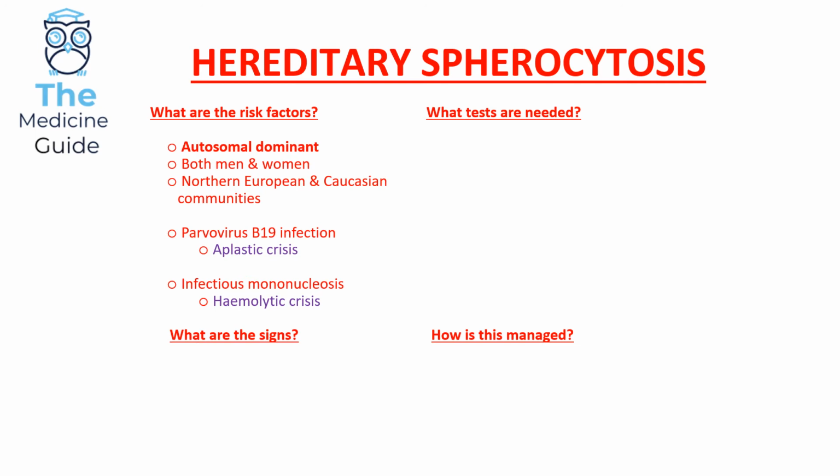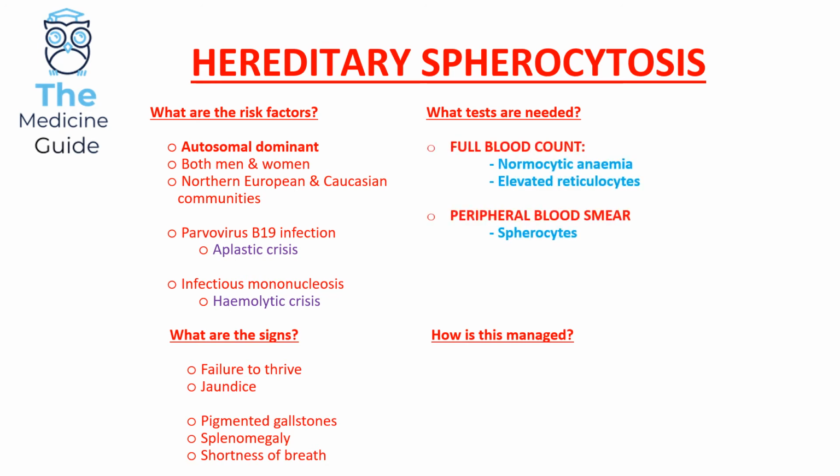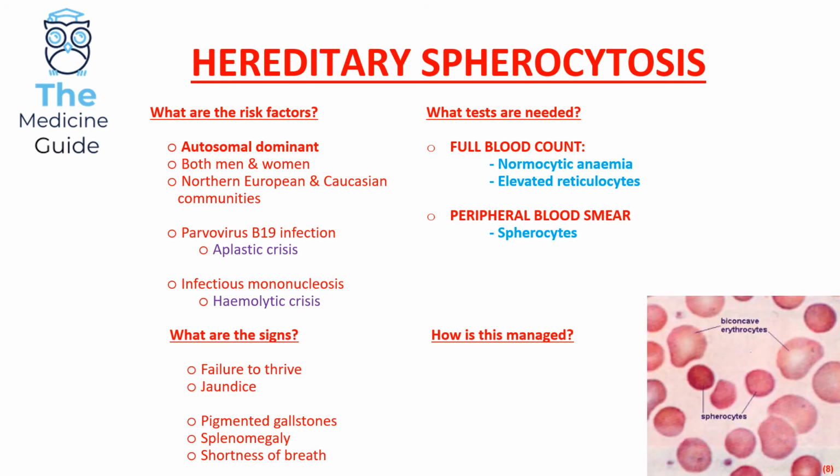So in terms of signs and symptoms, patients can experience a failure to thrive, jaundice, pigmented gallstones, splenomegaly, and shortness of breath. In terms of tests, we would need to perform a full blood count to show the presence of normocytic anemia, and because hereditary spherocytosis is an example of a hemolytic anemia, there will be raised reticulocytes. And the peripheral blood smear will show the presence of spherocytes, such as this.